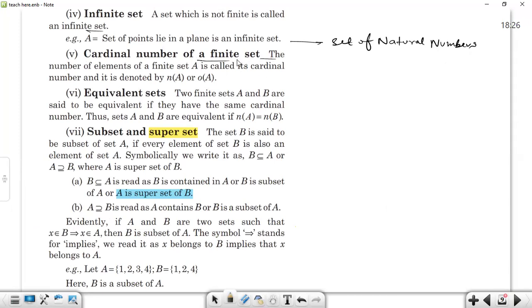Cardinal number of a finite set. A finite set will have some finite number of elements, and that particular number of elements is the cardinal number of that finite set. This is denoted by n of A, generally n of A only. The number of elements of a finite set is called its cardinal number, and it is denoted by n of A. For example, a set A means the set of vowels.